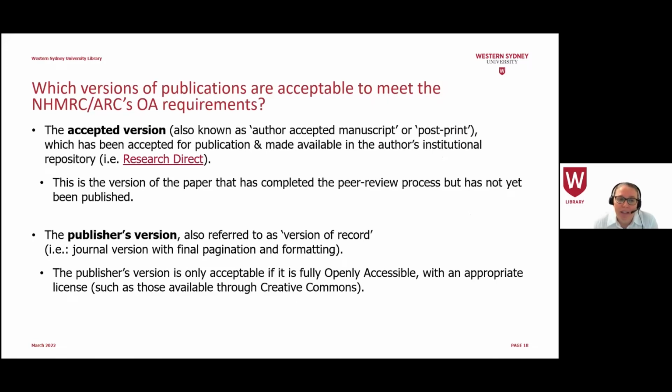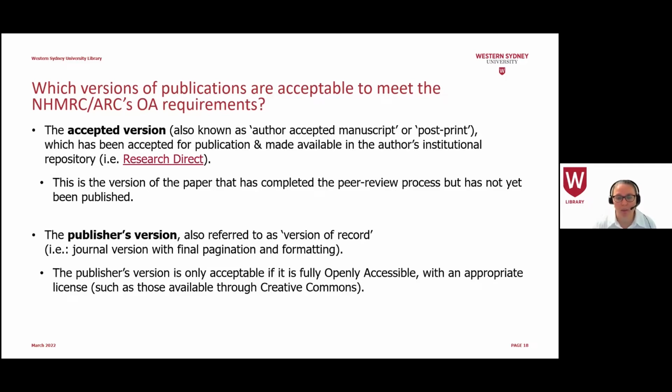Okay, so when you're looking at the NHMRC and the ARC's open access requirements, which version do you have to use? They accept the accepted version, which is also sometimes known as the author accepted manuscript, or the postprint version, which has been accepted for publication and made available through the author's institutional repository, so Research Direct for us. This is the version of the paper after peer review, but before it's published. They also accept the published version, also called the version of record. That's the final version with the pagination, the formatting, and the final copyright on it. The publisher's version is only acceptable if it's fully open access with an appropriate license as well.